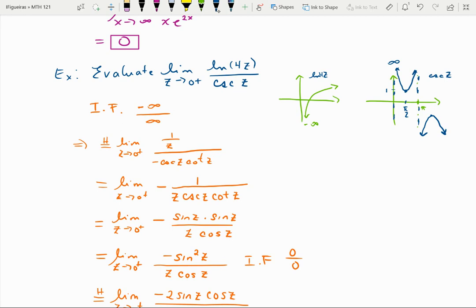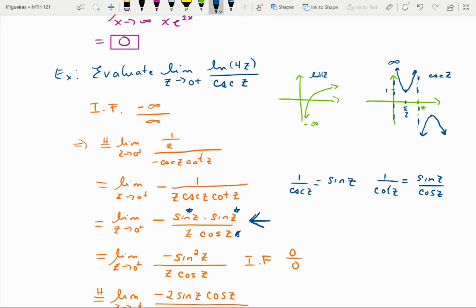So I'm doing a little bit of trigonometric substitution here, because 1 over cosecant of z is equal to sine of z, and 1 over cotangent of z is tangent, so that's sine of z over cosine of z. I used those substitutions right here, where I drew this arrow. So 1 over cosecant became the sine, so that's this piece right here, and 1 over cotangent became sine over cosine. And the z stayed put.